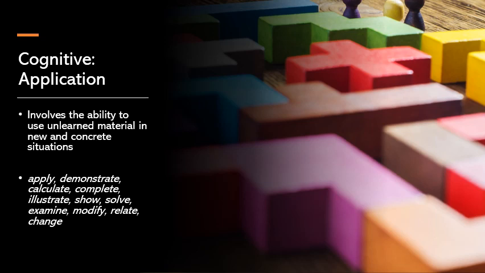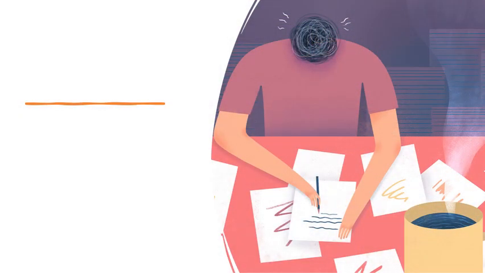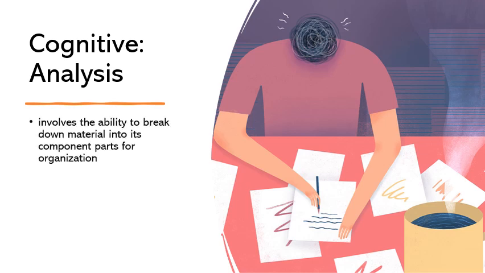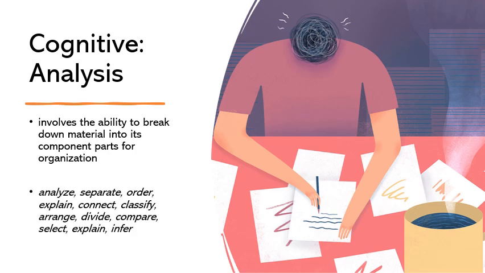Okay, let's go to the next level. Analyzing or analysis. This involves the ability to break down material into its component parts for organization. Some of the words being used here are analyze, separate, order, explain, connect, classify, arrange, divide, compare, select, explain, and infer. I will give you 5 seconds to read through these words again.